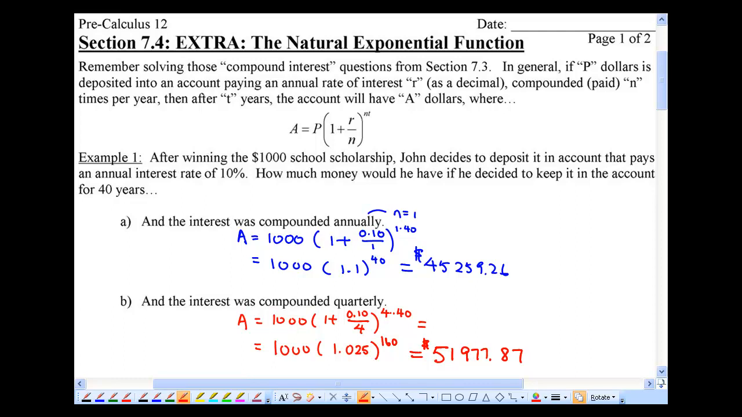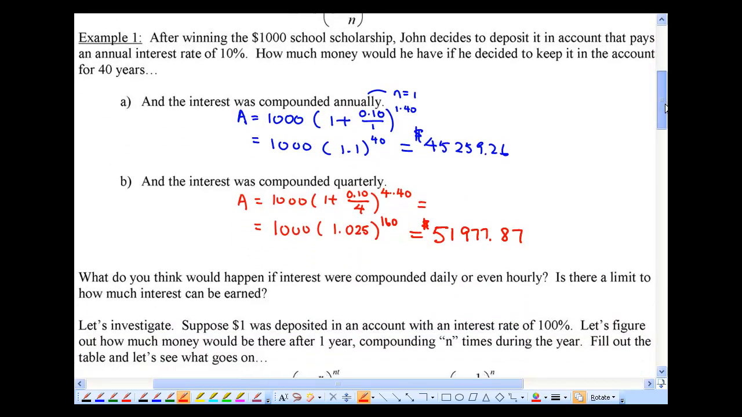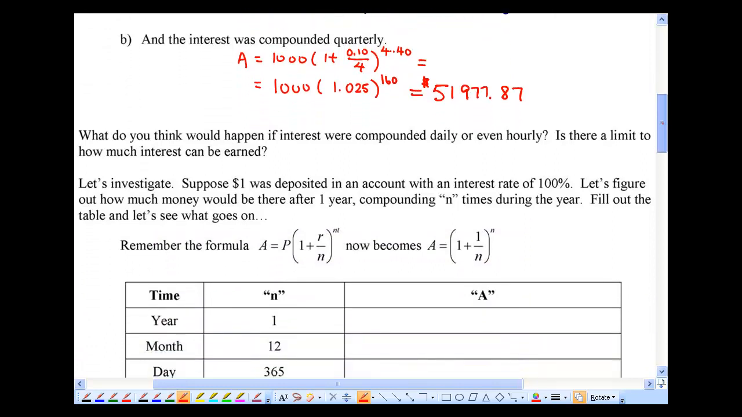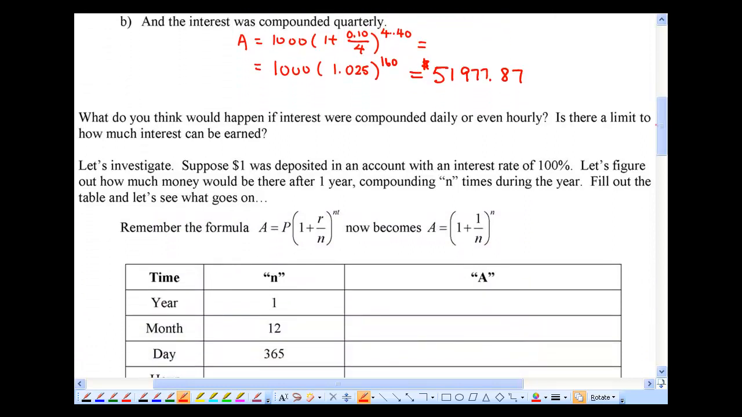Compounding once a year is good, but if you compound more frequently, it's much, much better. Now, my question to you, to try to introduce this thing called the natural exponent, is: what do you think would happen if interest were compounded daily? Or even better, even hourly. And is there a limit to how much interest can be earned? So let's find out.